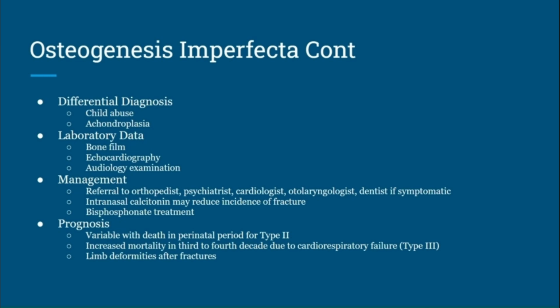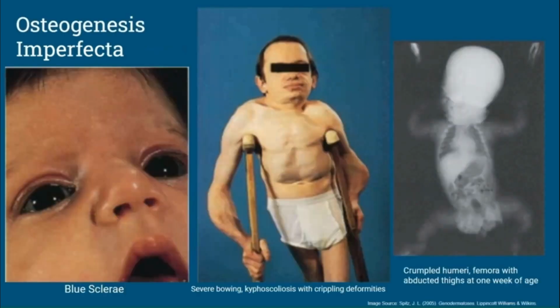Laboratory data, you can see bone films, echocardiograms, and audiology. You'll have to refer them to where their symptoms are. You could consider intranasal calcitonin or bisphosphonates once you do a risk-benefit analysis, to decrease the incidence of fracture, hopefully. Like we talked about, type 2 is most likely to have a perinatal death period. Type 3, you're going to have increased mortality in the 3rd and 4th decade due to cardiorespiratory failure, and limb deformities after fractures are noted as well.